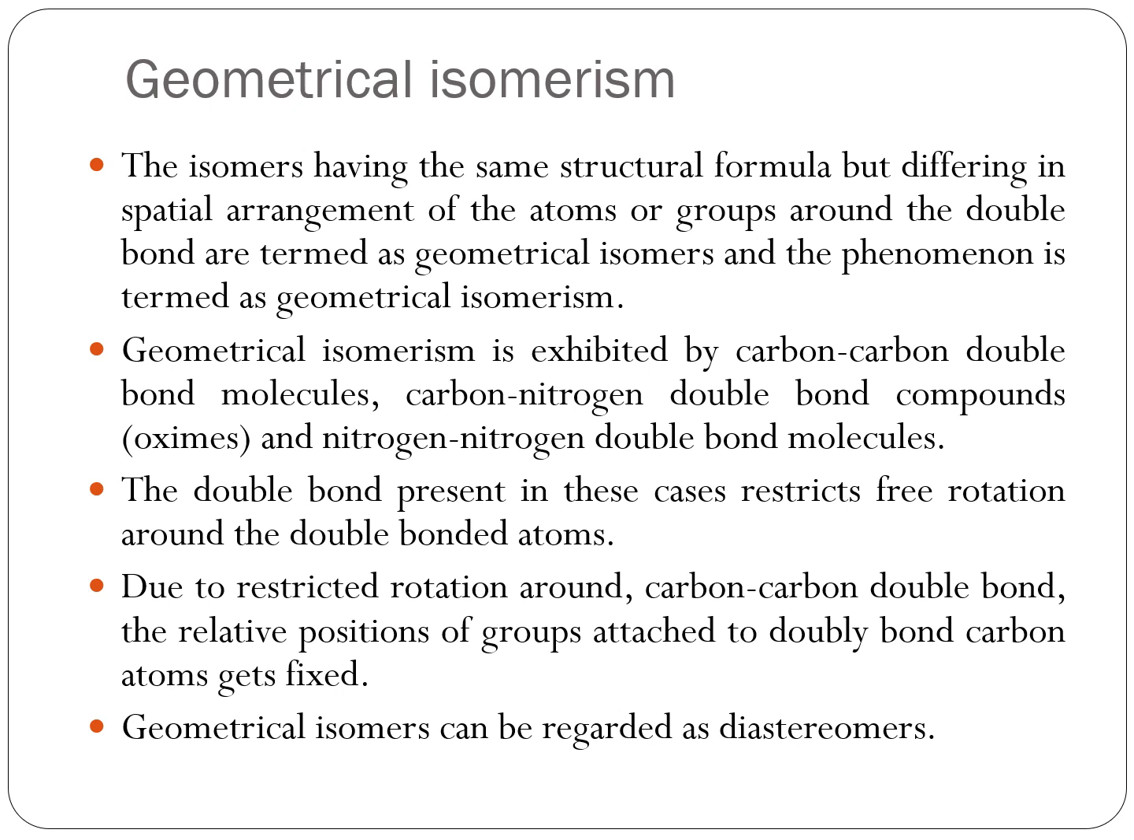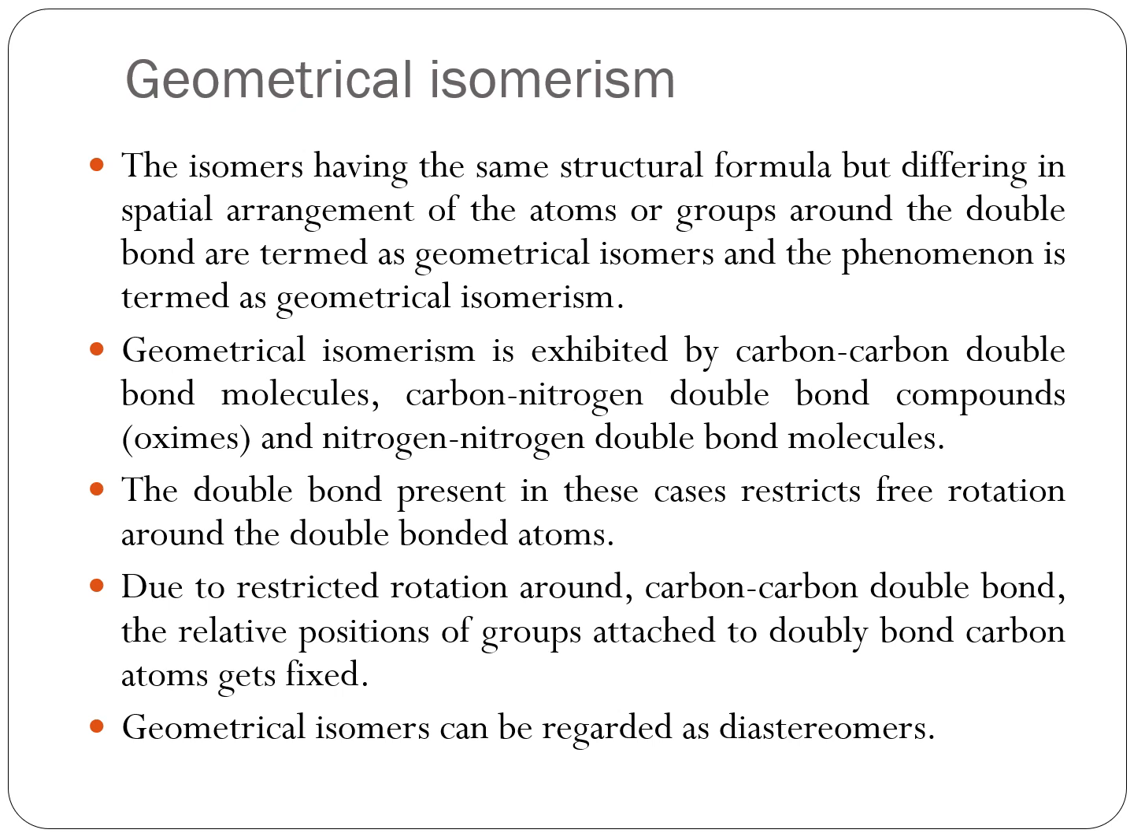Geometrical isomerism is exhibited by carbon-carbon double bond molecules and also carbon-nitrogen double bond and also nitrogen-nitrogen double bond. These three systems exhibit geometrical isomerism. We already discussed optical isomerism in the previous chapter, that is about carbon-carbon single bond. Here we are discussing carbon-carbon double bond, carbon-nitrogen double bond and nitrogen-nitrogen double bond molecules.